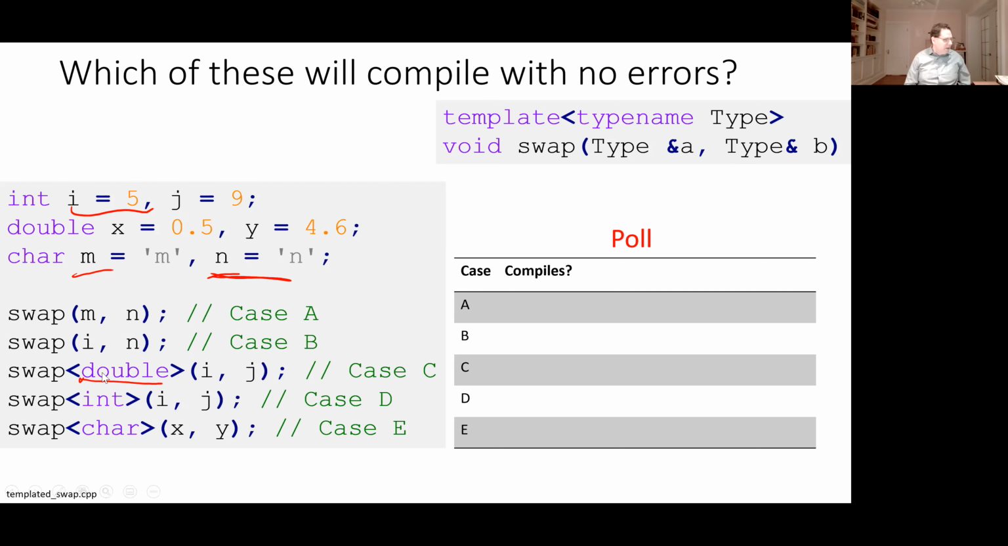So in this case, we have asked for a specific version of the swap function. I'm just going to scroll down here so I can see more of the poll. We asked for double, and the variables we're passing in are actually integers. So this won't work. It would have worked if we just didn't bother putting the double in. So we probably shouldn't have done that.